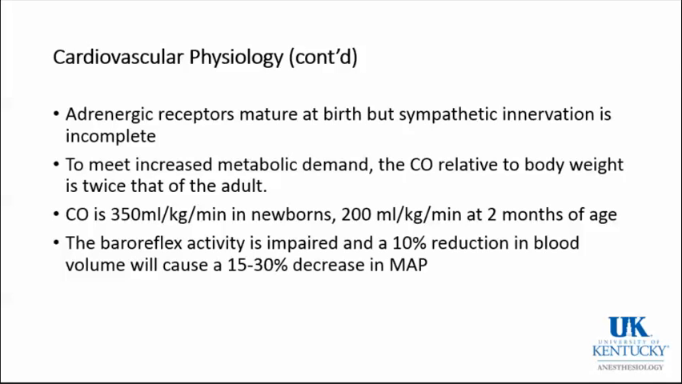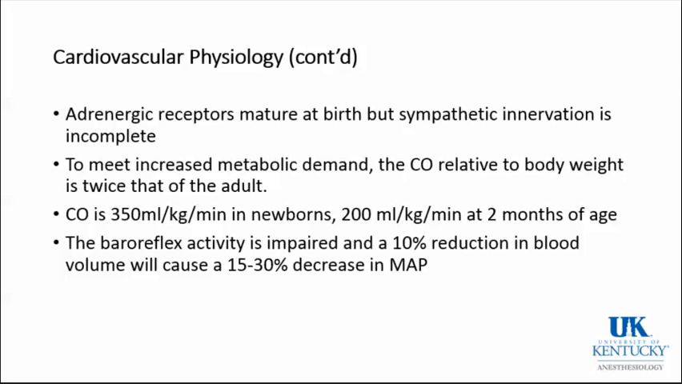The sympathetic innervation is really incomplete in children till about 5 years of age. The parasympathetic is well formed, but the sympathetic part of the autonomic nervous system takes about 4 to 5 years of a child's life to get totally mature, and hence they're more prone, they're more vagal.